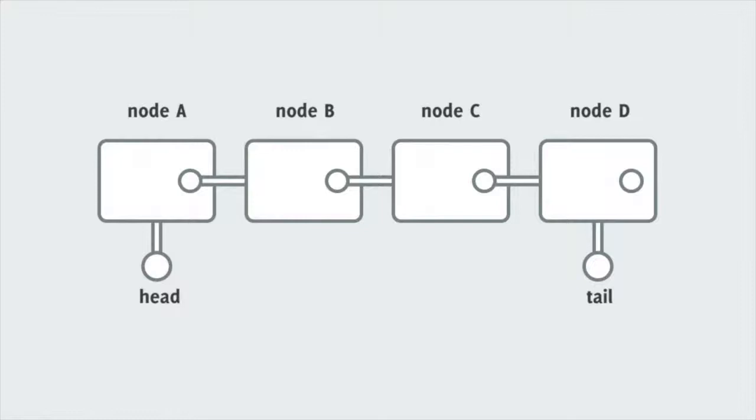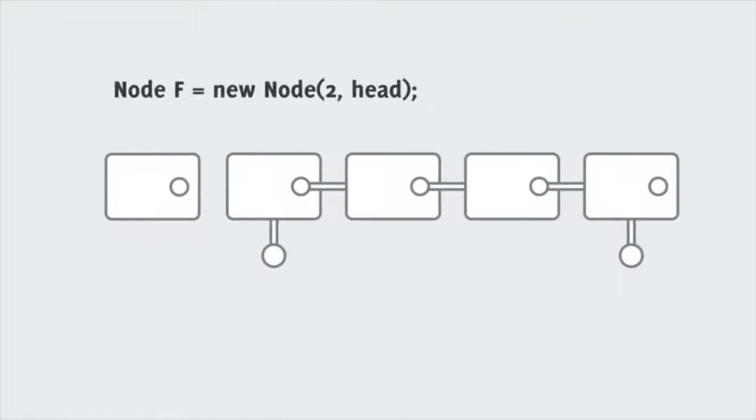Adding a new node to the beginning of a list is again relatively simple. There's no need to traverse the entire list. You simply need to create a new node and connect it to the head. In this example, node F has a data value of 2 and refers to the same node that the head references.